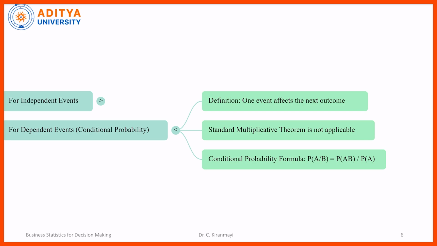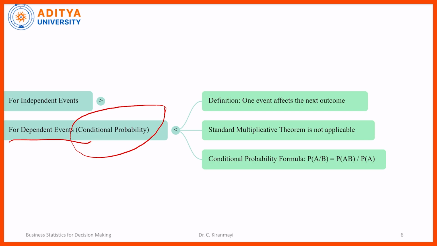And coming to the second case, in case of dependent events, we have another kind of probability, that is conditional probability. It is called conditional probability because the happening of one event is dependent upon the happening of the other event, where there is a condition.